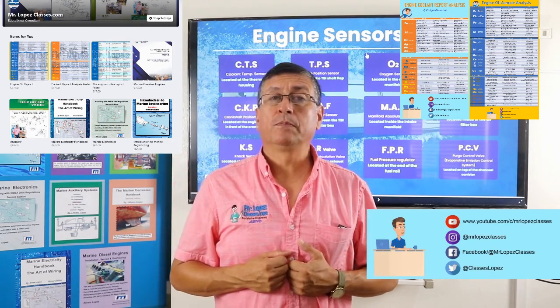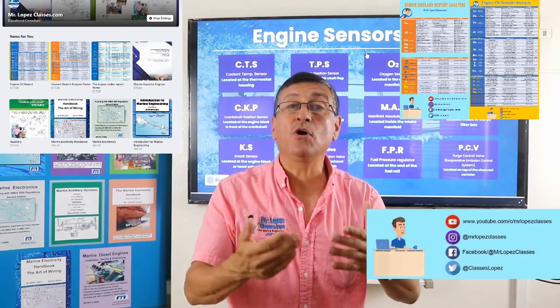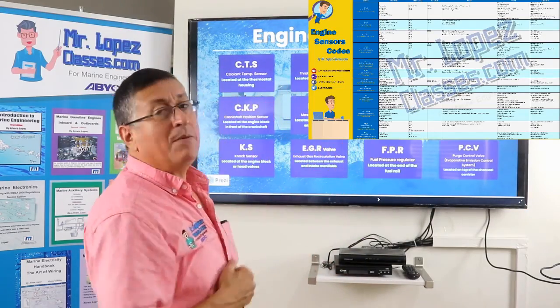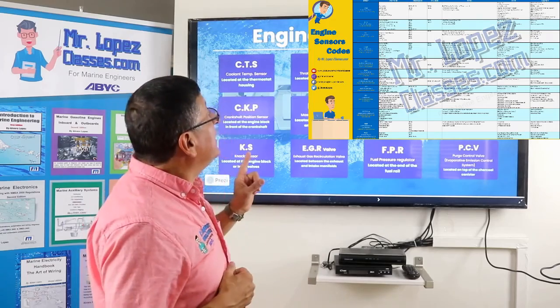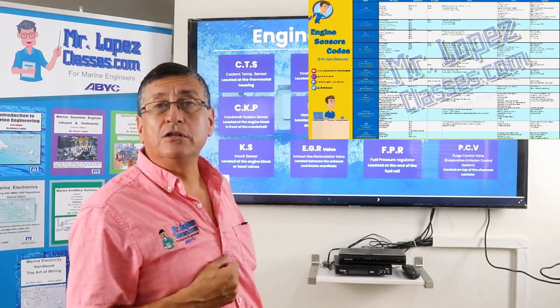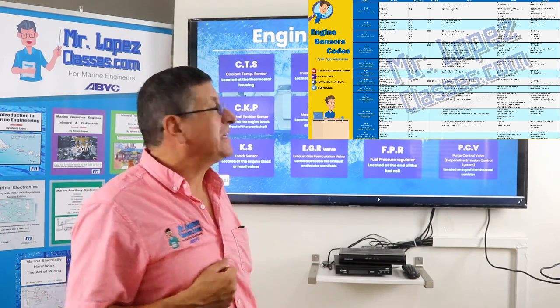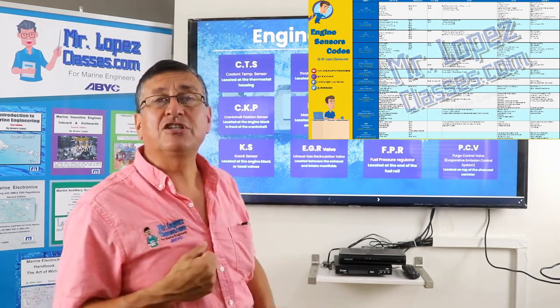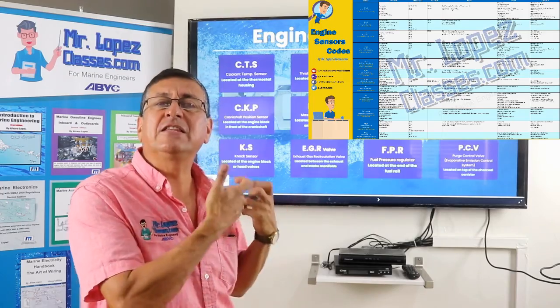And also, if you have the table related with the codes, you can identify where the symptom is, the consequence, the solutions, and what type of codes are related with each sensor. This is a perfect table.